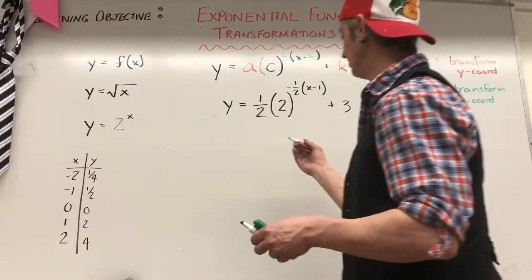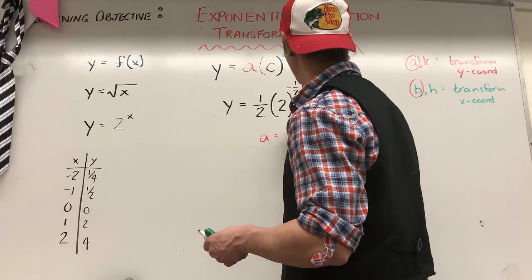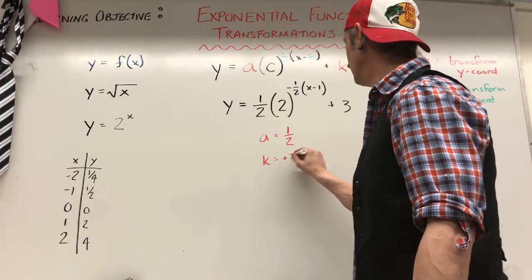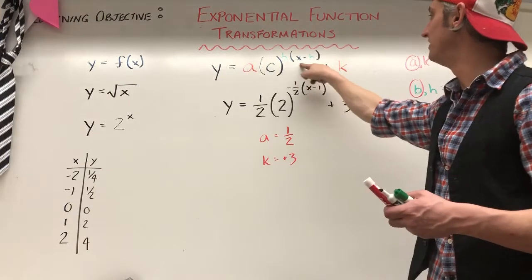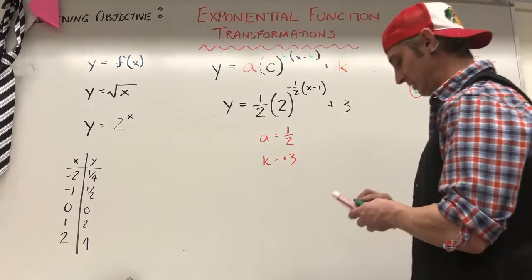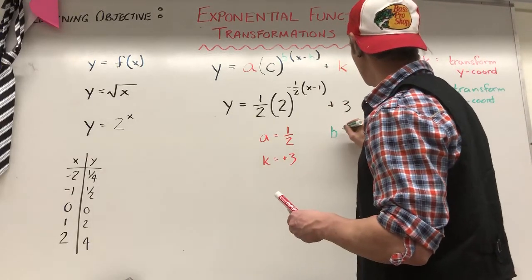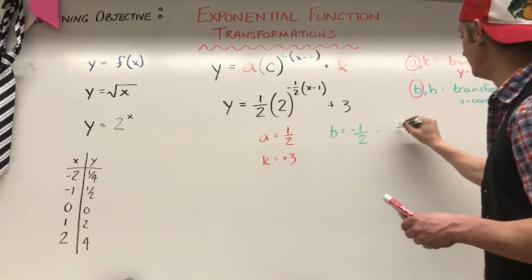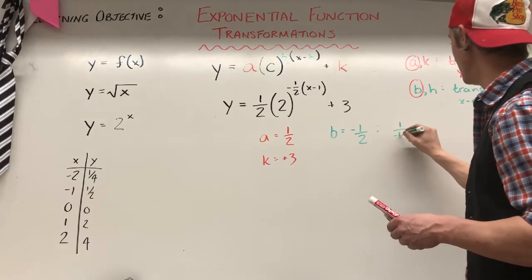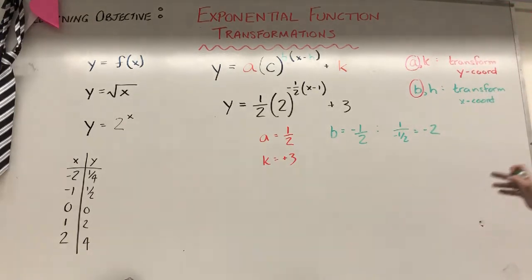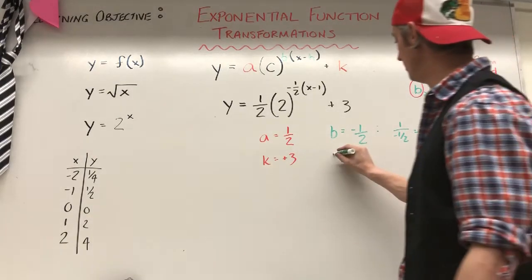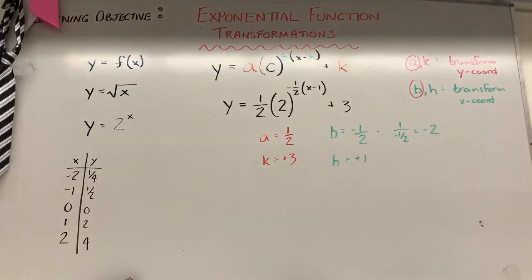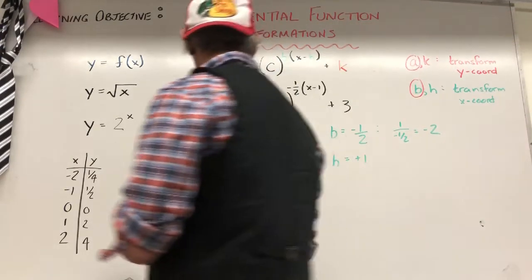Looking here, I'm just going to pull off all my numbers. A is 1/2, so I'm going to be halving all my y coordinates, and then I'm going to add 3. B is the number sitting outside the bracket, so it's -1/2. To figure out what I'm going to multiply all my x's by, I divide 1 by -1/2, and I get -2. So I'm going to multiply all my x coordinates by -2, and then add 1. H is the opposite of whatever sign we see there.